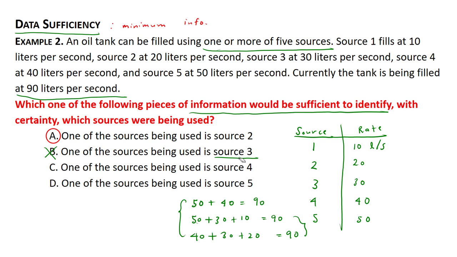If source 4 is being used, then that means 40 is being used. But there are two possibilities, 1 and 2, 1 and 3. So we do not know which is true. And source 5, if source 5 is being used, then we still have two possible scenarios, namely these two, 50-40 and 50-30-10. So option D is not enough to know which is the case. So only option A is correct.